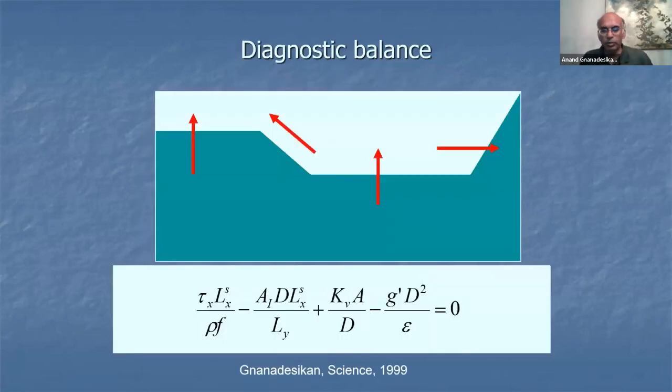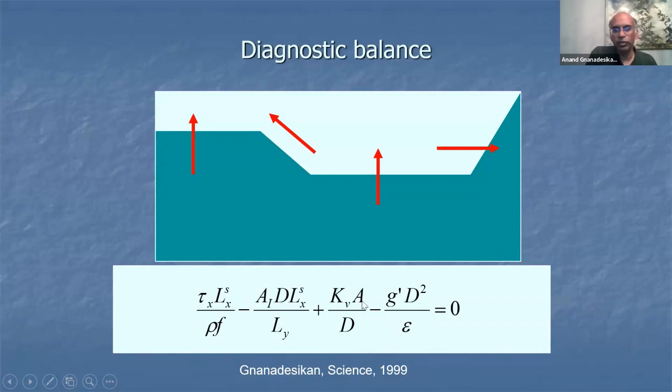And a paper I published in 1999 allows us to cast all of these in terms of a diagnostic balance, where G prime is G times the density difference between the surface and the deep, divided by the density. So it's an effective gravity. D here is the depth of the pycnocline. Epsilon is a fudge factor that covers a multitude of sins.